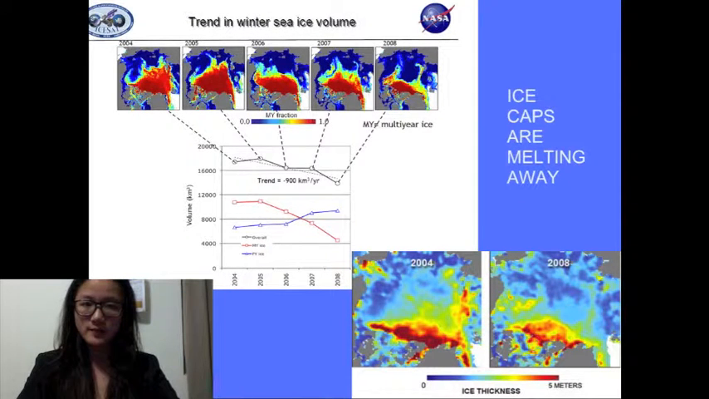The graph on the top provided by NASA shows the Arctic winter sea ice volume from the year 2004 to 2008. The graph shows that the volume of sea ice is decreasing, and the bottom image also shows that the ice thickness between the year 2004 and 2008 had a major change. In 2008, the red has decreased, meaning the ice caps are melting away.